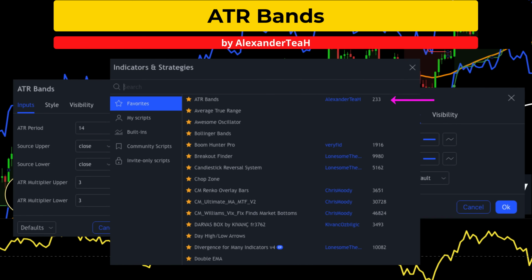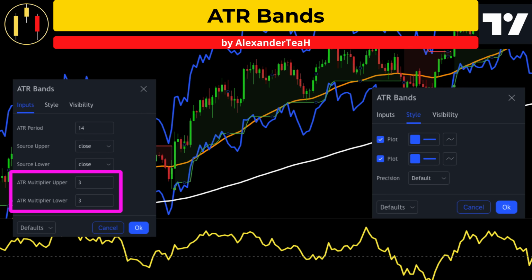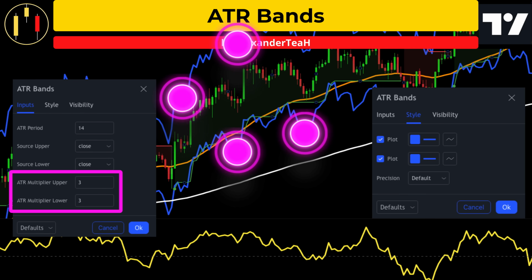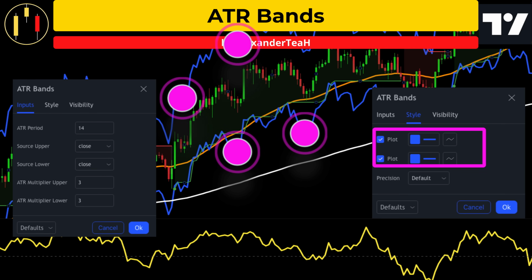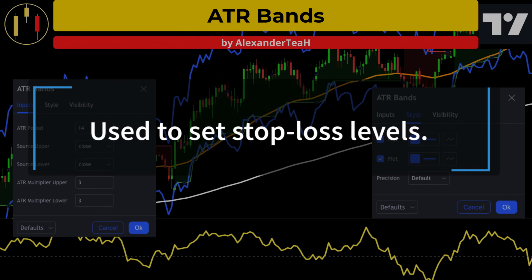The fourth study this system uses are the ATR bands. The upper and lower bands will be configured to 3 times the average true range value, and the bands will be colored blue. These lines will be used to set the stop loss level for each entry.